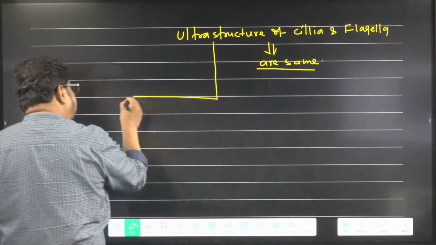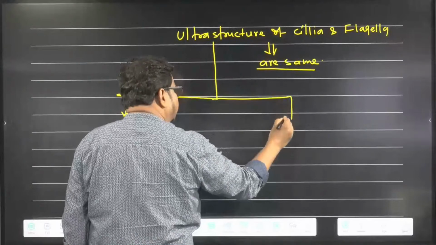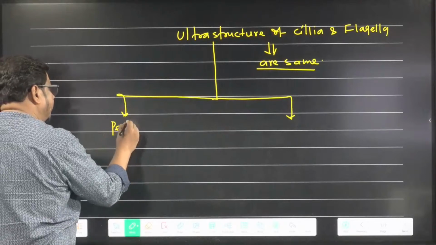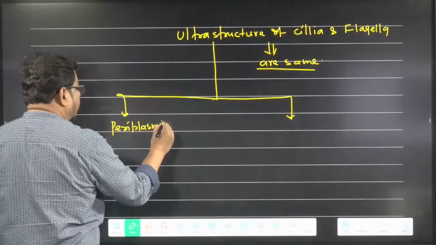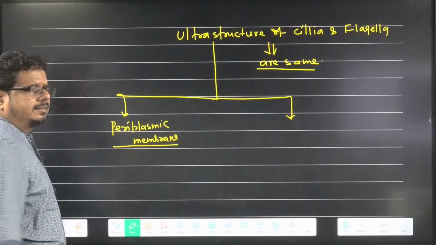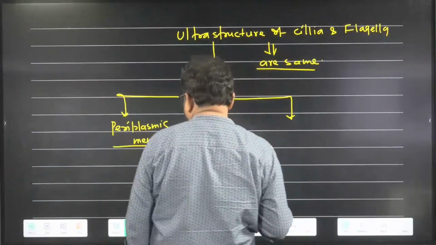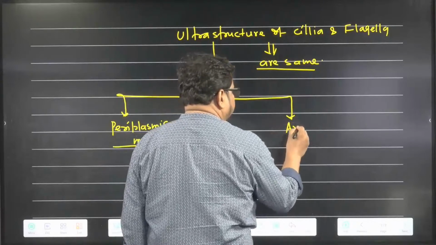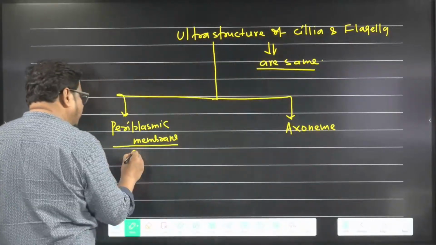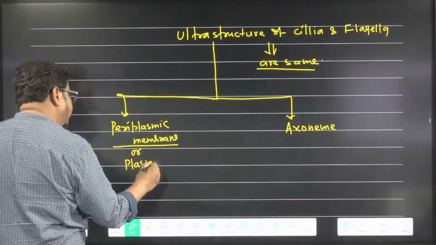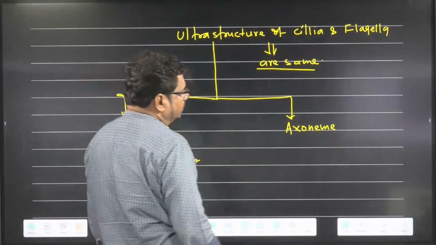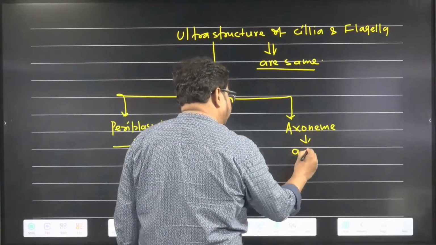If you look at the ultrastructure of cilia and flagella after cutting a section, you will find two components. One is the periplasmic membrane, and another is called the axoneme. This periplasmic membrane is nothing other than the plasma membrane. You can also say it is the plasma membrane. And the other component is the axoneme. The axoneme has a 9+2 arrangement.